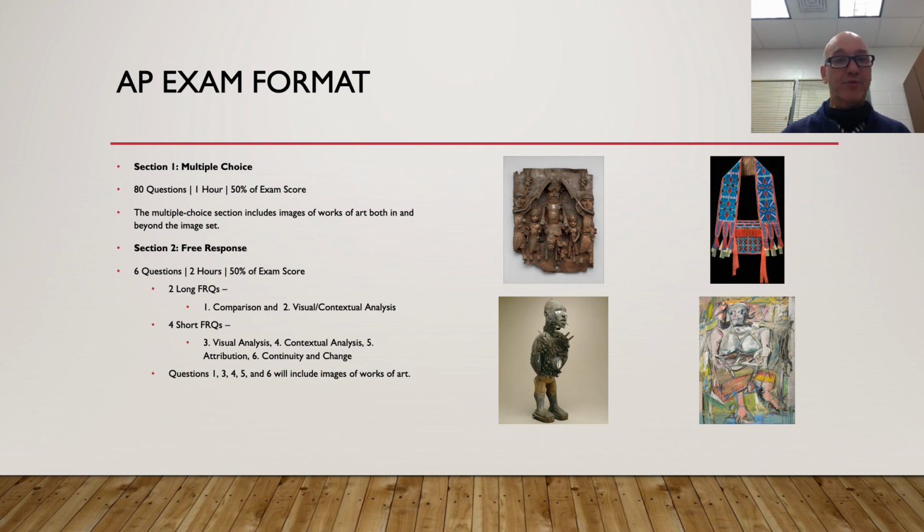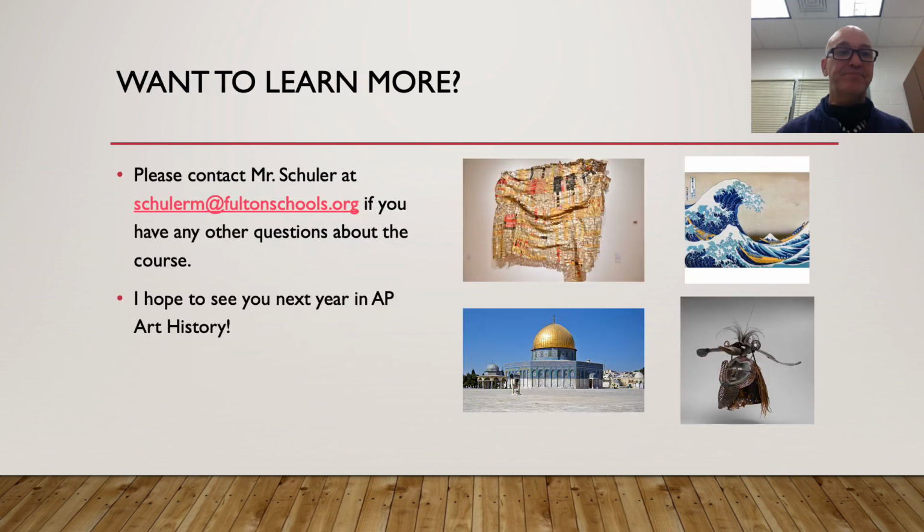So that is pretty much the course. What do you do at this point? Besides just automatically going out and signing up, if you have any more information about the course or anything else, this is my email right here. Feel free to shoot me an email, and put in the heading something like AP Art History questions. It is schulerm@fultonschools.org, and we will try to address all of your questions.